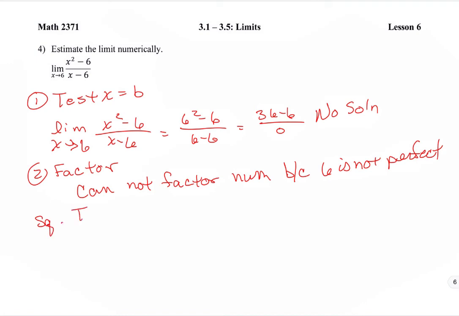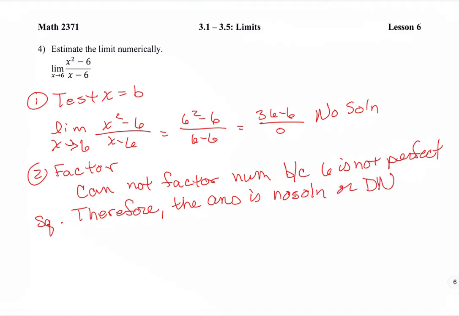Therefore, there is no solution. The answer is no solution, or D and E. So I will write that as the limit as x goes to 6 of x squared minus 6 over x minus 6 equals D and E.